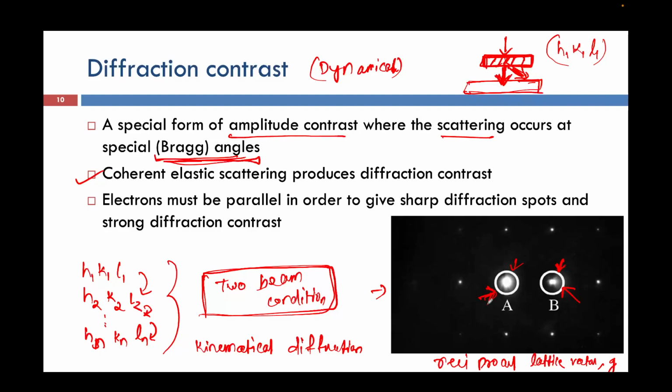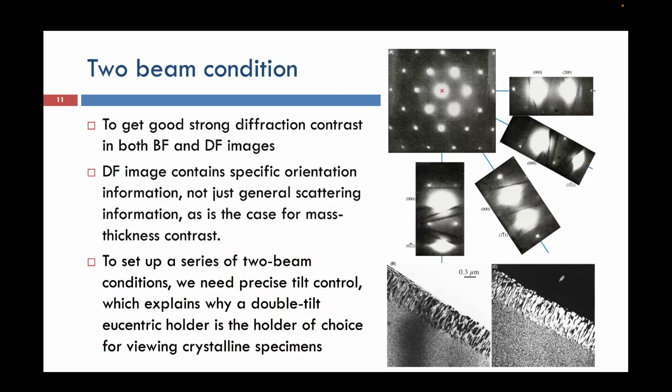So that is why we assume one strongest spot, which is related to the direct beam, and the next strong spot, or strong beam, which is related to one diffracted beam, right? So this is how we consider the two beam condition. Why do we use the two beam condition? We use it to get dynamical diffraction contrast in both the bright field as well as the dark field image.